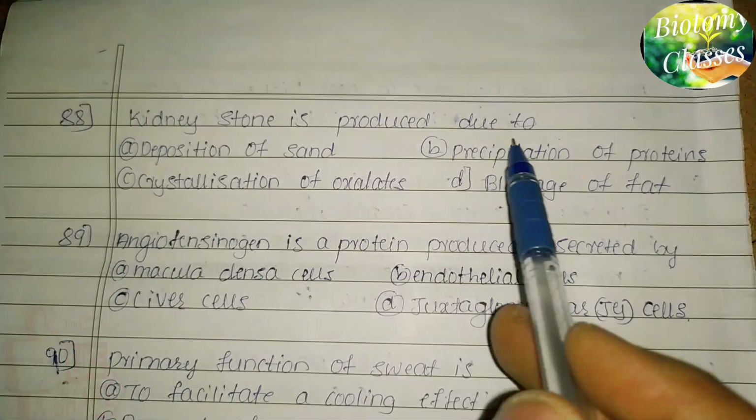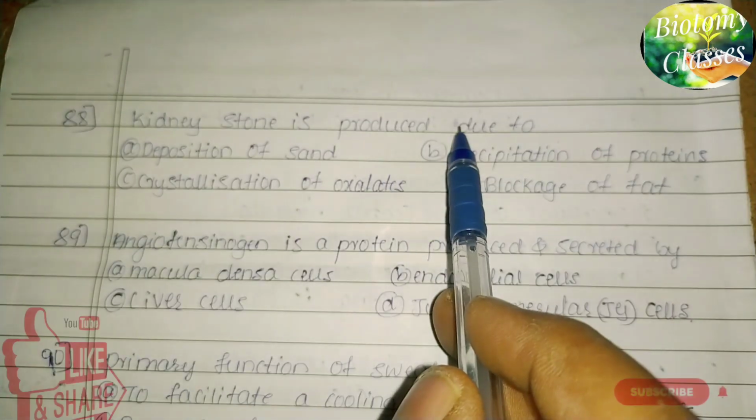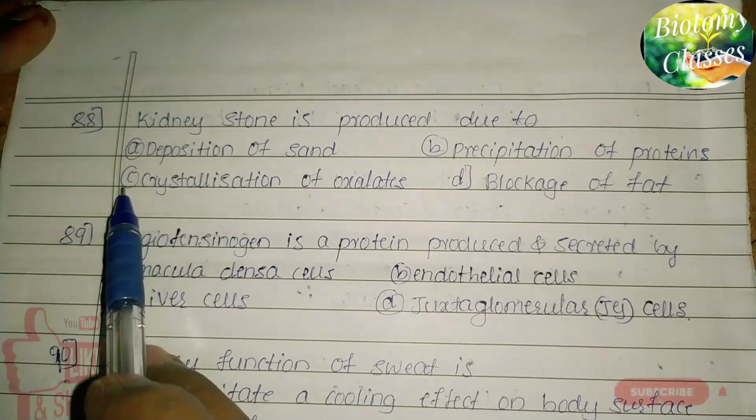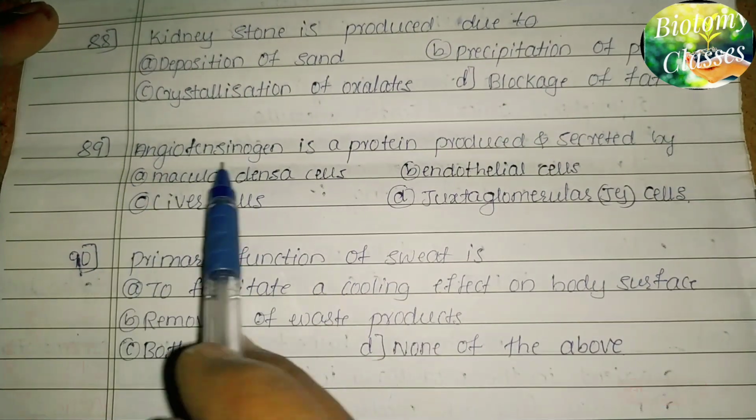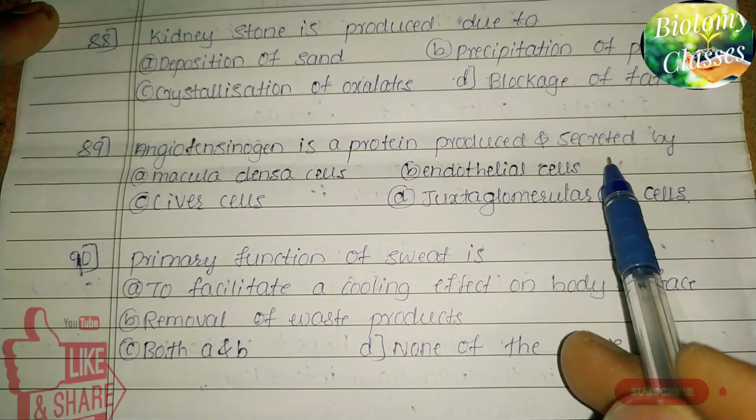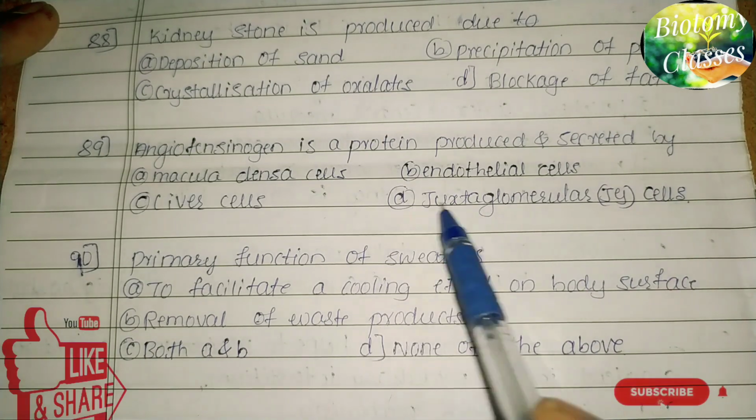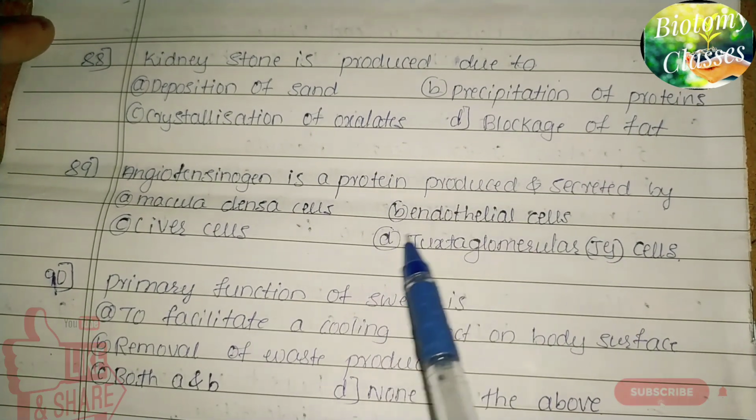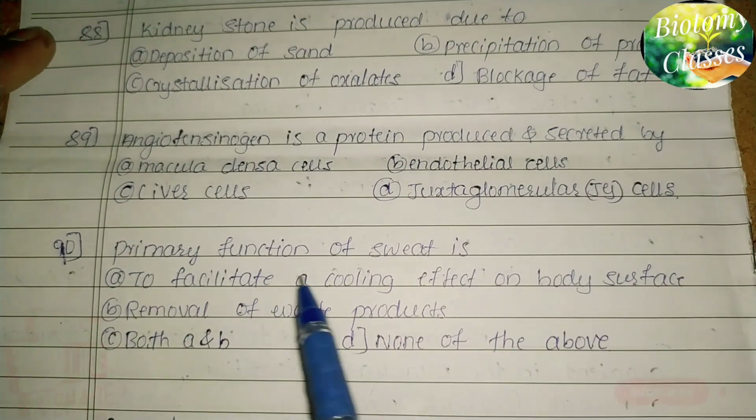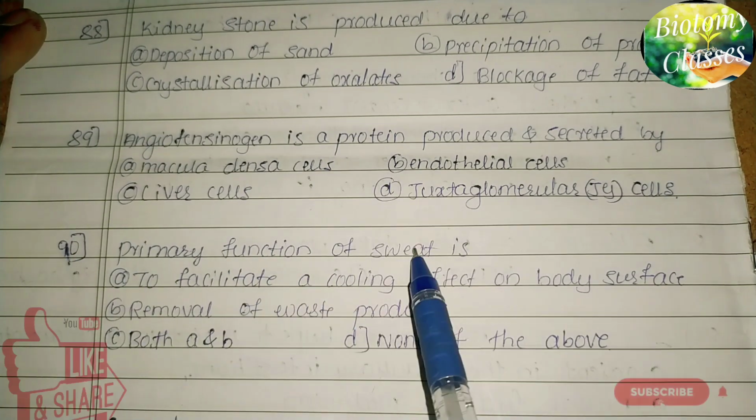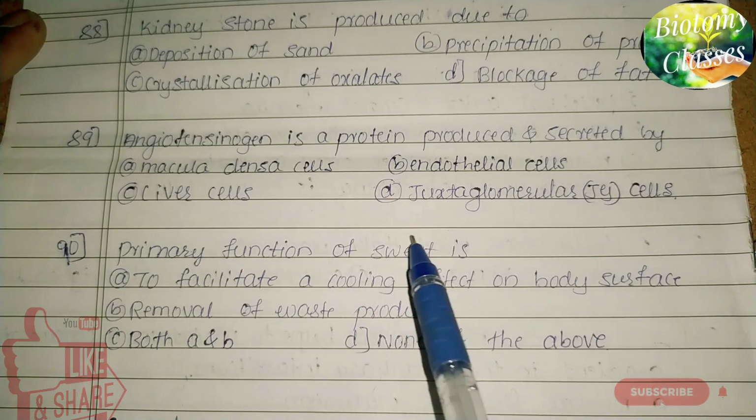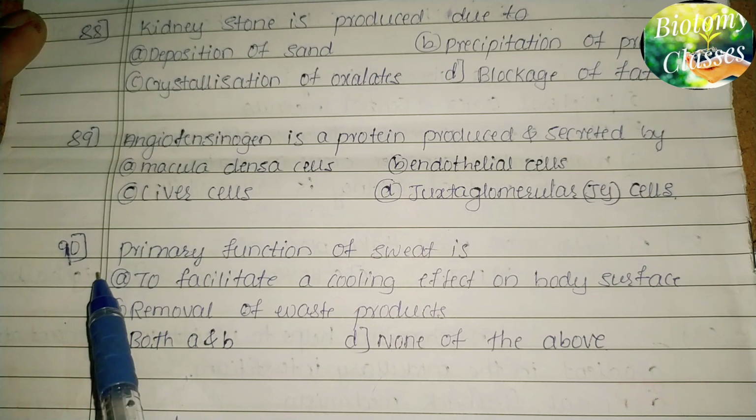Kidney stone is produced due to the deposition or crystallization of oxalates. So C is the right answer. Angiotensinogen is a protein produced and secreted by? Angiotensinogen is a protein that is mainly secreted by the juxtaglomerular apparatus or juxtaglomerular cells. So D is the right answer. 90. Primary function of sweat is to facilitate a cooling effect on the body surface. So mainly sweating produces the cooling effect for the body surface. So A is the right answer.